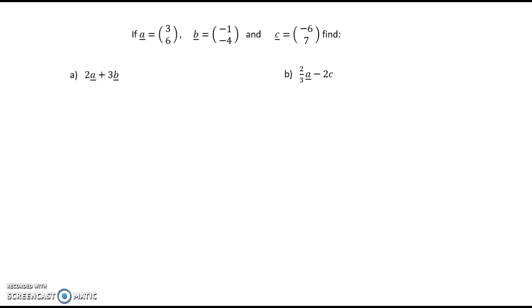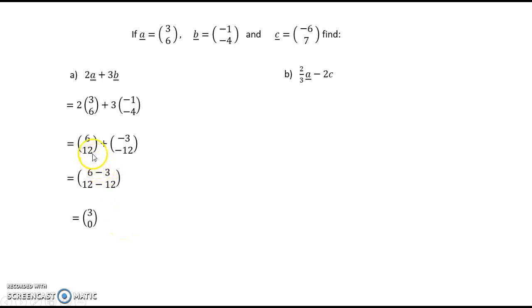Now addition of vectors and multiplication as a mixed exercise. 2a plus 3b means 2 times this column vector plus 3 times this column vector. So we multiply this column vector by 2, so we get 6, 12, and we add 3 times this vector, which is minus 3, minus 12. And now the final position would be 6 to the right and 3 to the left. You end up being at 3 to the right. And 12 upwards, 12 downwards means no movement in the y-axis.